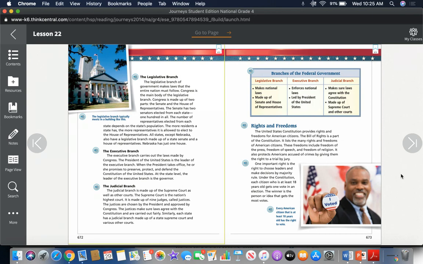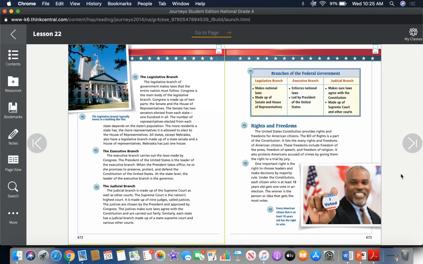The number of representatives elected from each state depends on the state's population. The more residents a state has, the more representatives it is allowed to elect to the House of Representatives. All states, except Nebraska, also have a legislative branch made up of a state Senate and a House of Representatives. Nebraska has just one house.